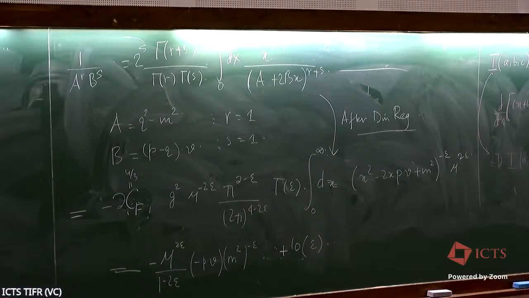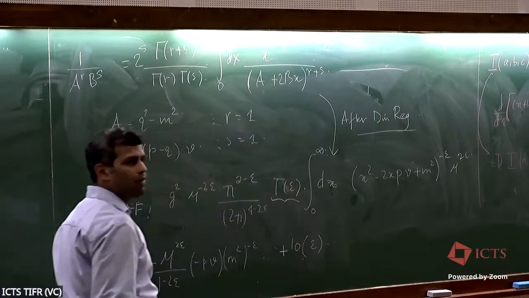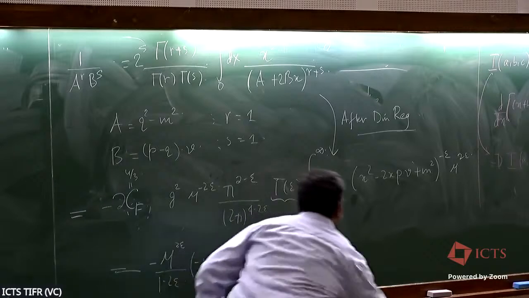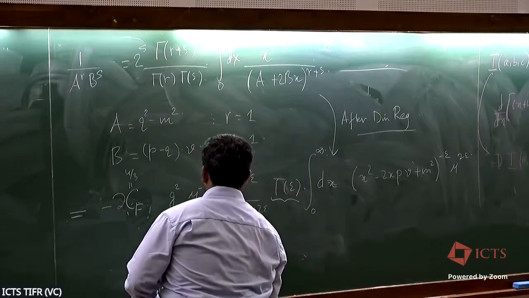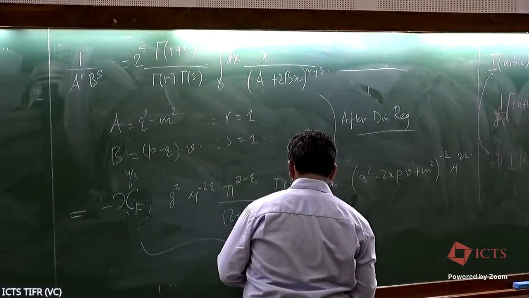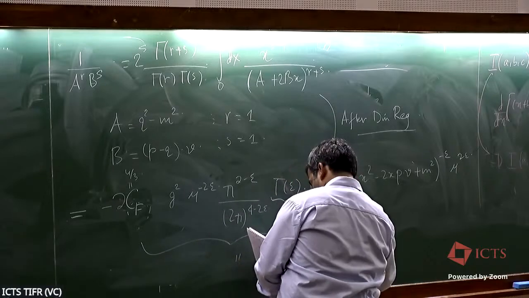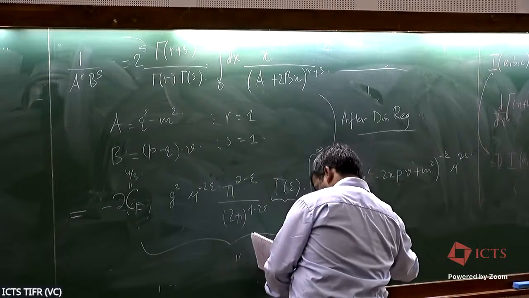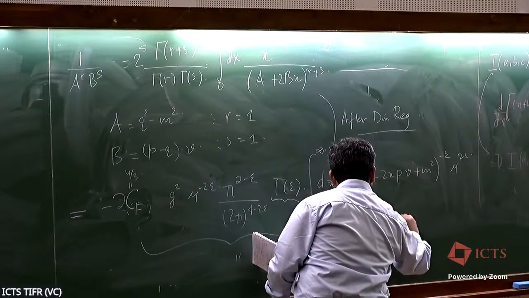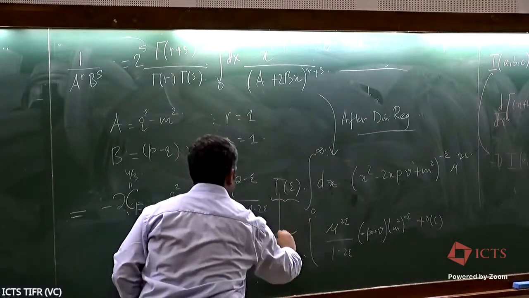Let me see if I did something wrong. The divergence will come from expanding this gamma factor. I made a mistake. You have this piece as it is. Then what you are getting is a finite piece, which is mu raised to 2 epsilon by 1 minus 2 epsilon, minus p dot p raised to. This piece is there, and 1 by epsilon will come from here.